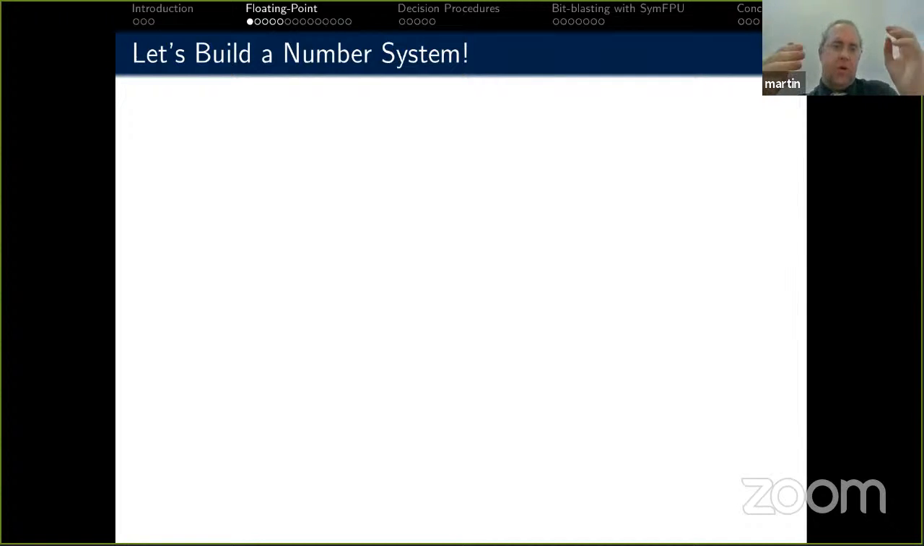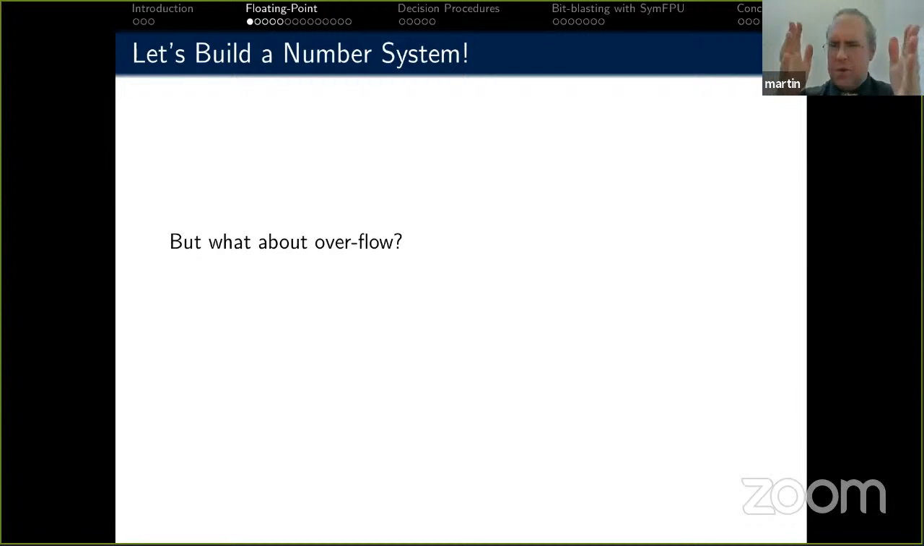So maybe we've got 32-bit bit strings, so we've got 2 to the 32 numbers, and we can represent 2 to the 32 reals. Great. Okay, so that's cool. First design problem.